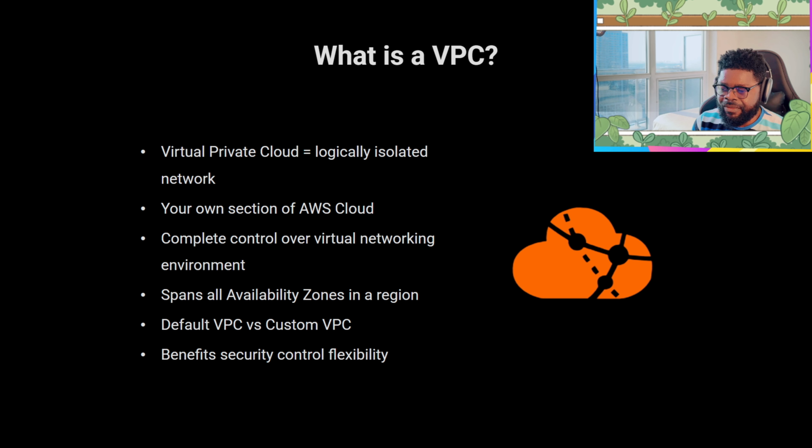So your own section of the AWS cloud, that's just what it means. AWS, as you've seen, is a global infrastructure, but you can have your own part of the AWS infrastructure kept for yourself and kept private. So complete control over your virtual networking environment, exactly. So you decide exactly how you want to structure it, and what entities you want to have within your own private setup, right? And then we'll see, it spans all availability zones in a region. Yeah, if you design it that way, right?